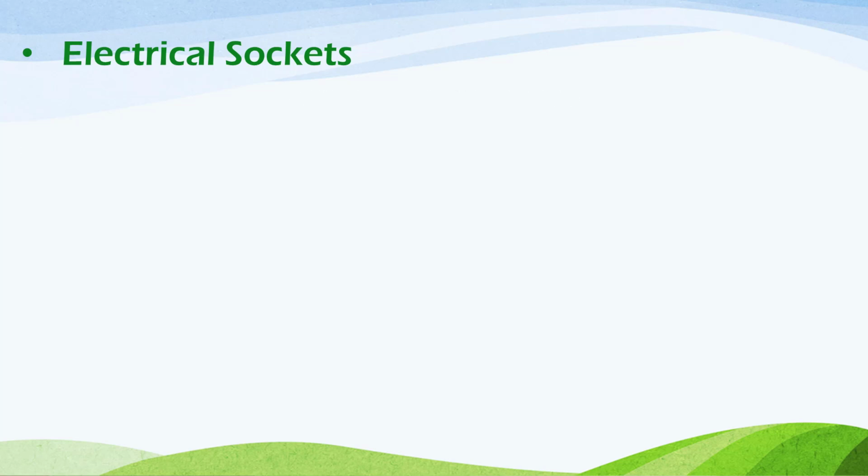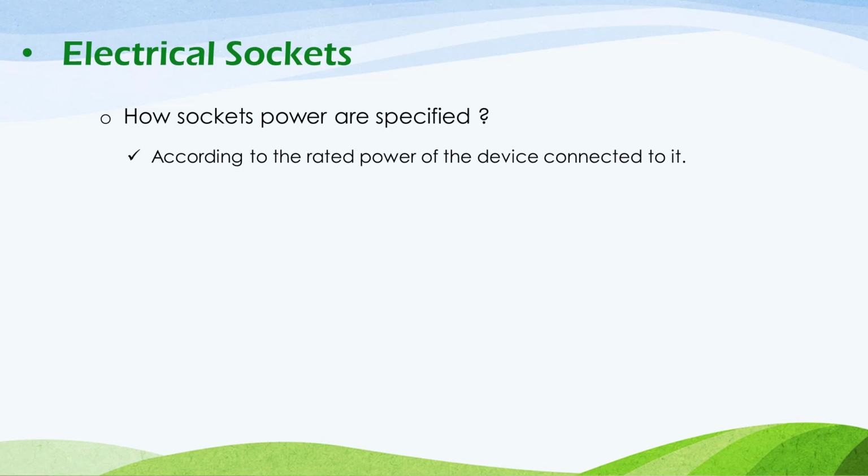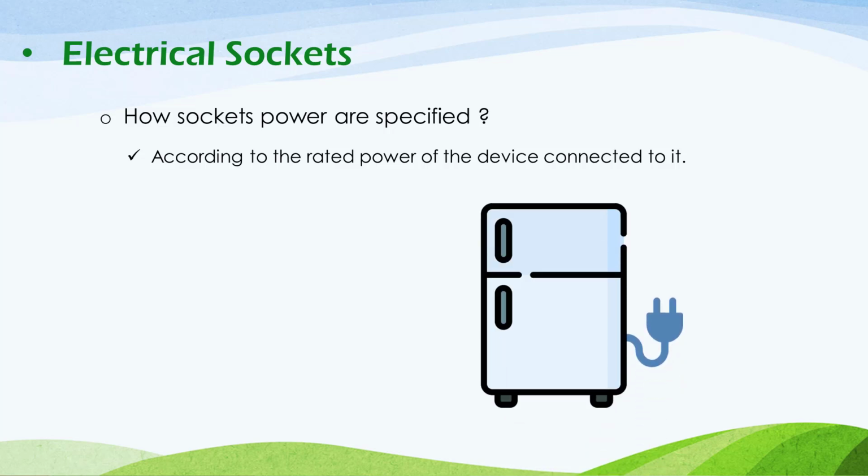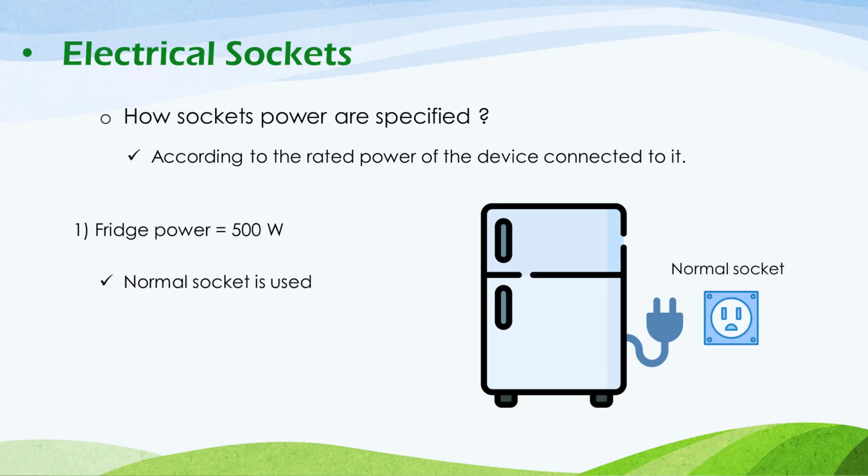Alright, now the important question is how can we specify the power of the socket, or how can we select the suitable socket required for a specific type of load? Here we say that this depends on the power of the load that will be connected to the socket. So suppose we need a socket to be connected to a refrigerator. Here the refrigerator's maximum power is about 500 watt, which is less than 1000 watt. So we will use a normal socket to feed this refrigerator. As we said, if the power is less than 1000 watt, in that case we use a normal socket.